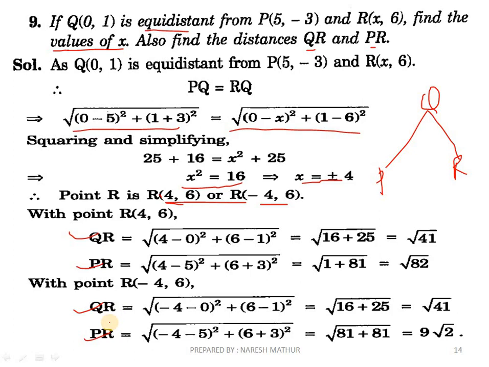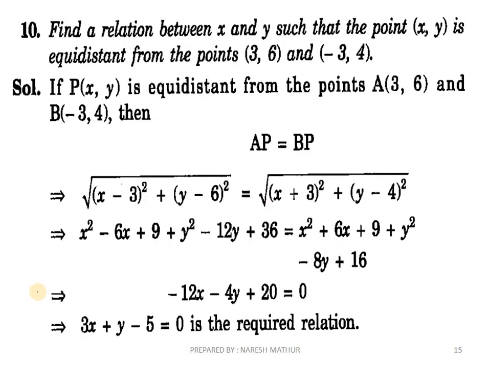So this is also an important question. At last we are given 2 points. Find a relation between x and y such that a point (x, y) is equidistant from the points 3 comma 6 and minus 3 comma 4. It is something like that.